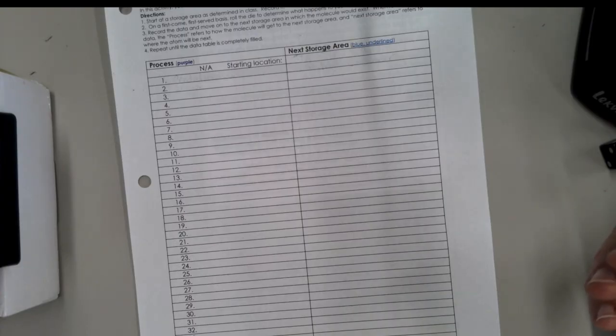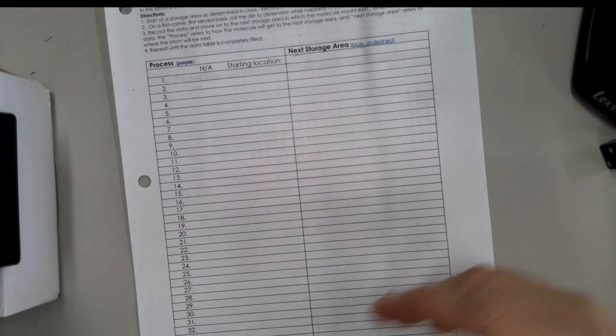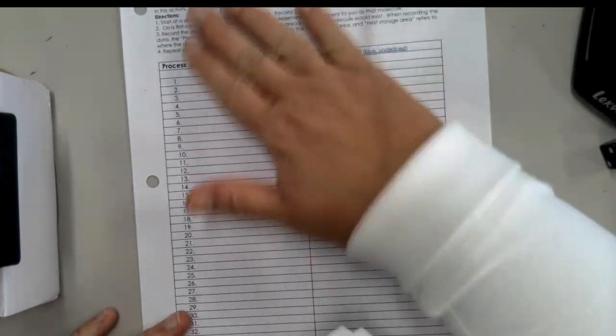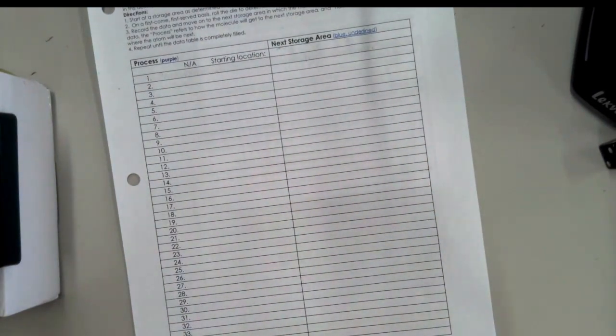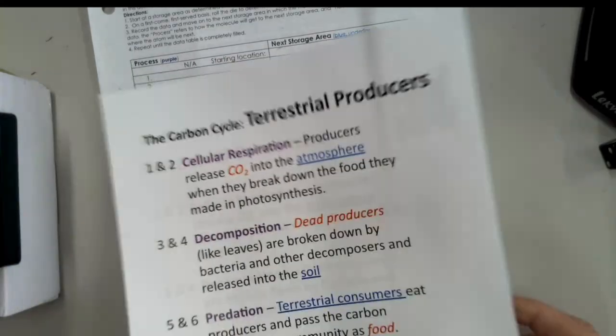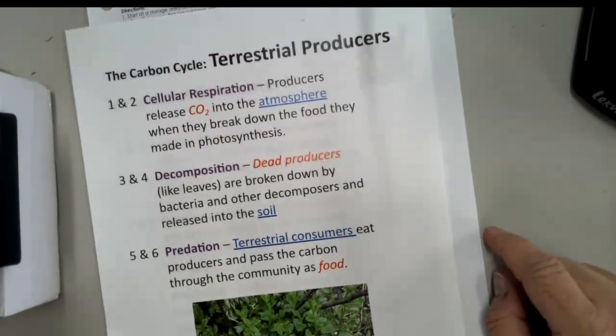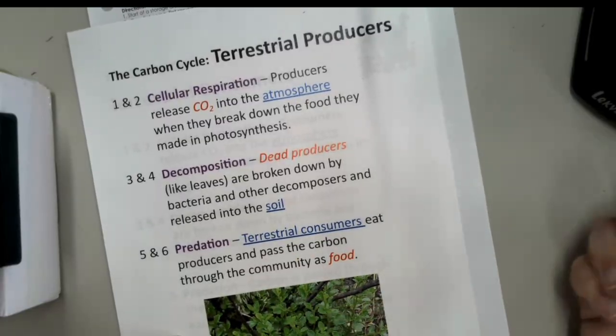For the carbon cycle in our model today, we'll use 11 storage areas that includes things like soil, deep inside the earth, atmosphere, and so on. Although carbon is more plentiful in other places, we're going to start in terrestrial producers because it's easy for a lot of us to visualize. Terrestrial means land, and hopefully you already know that producers are organisms that can make their own food. So terrestrial producers would be things like trees or grass that do photosynthesis.